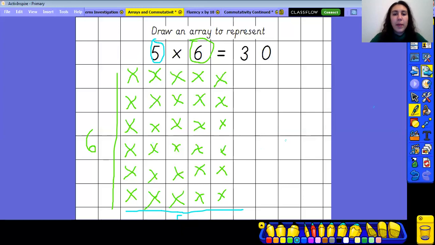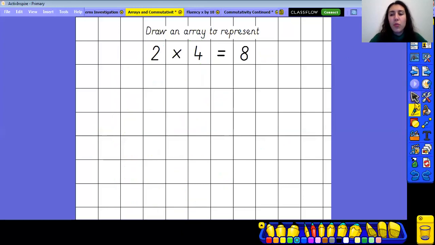Let's have a look at a different one then. So can we draw an array to represent 2 times 4 equals 8? Also 2 groups of 4 or 4 groups of 2. And remember, those groups could either be going down in their columns or across in their rows. So I would have 2 going on the one side and 4 going along the other, and filling that in. Why don't you have a go on a piece of paper or whiteboard and then play the video again when you're ready.